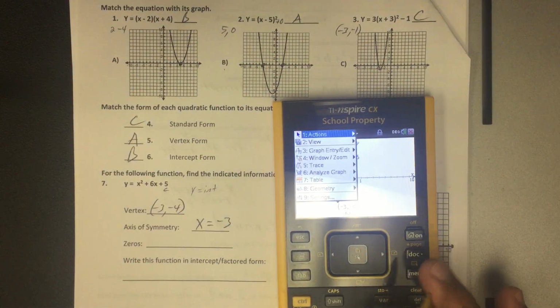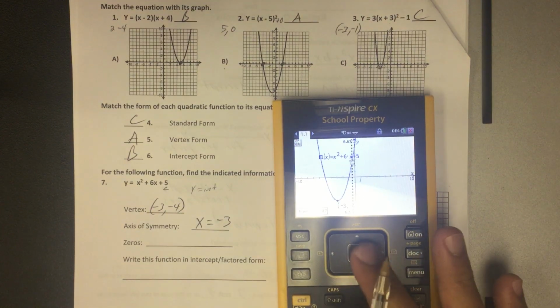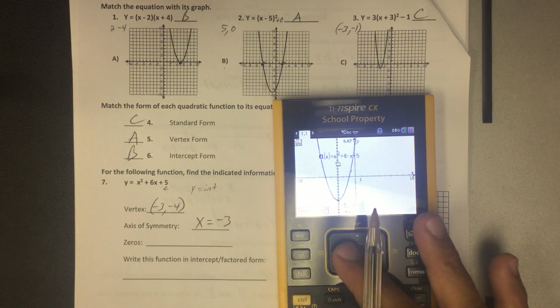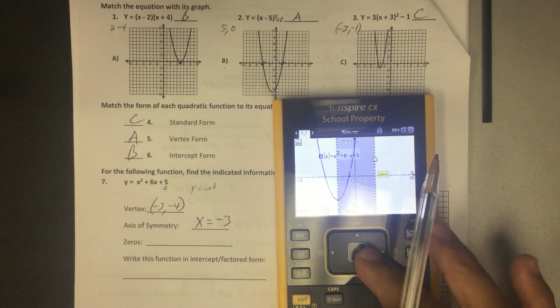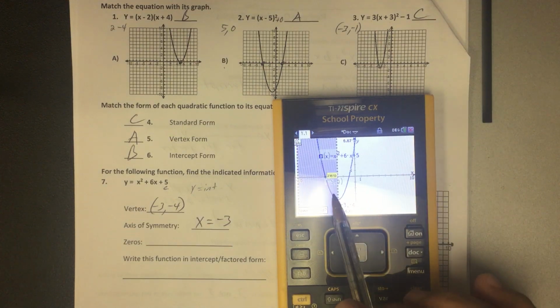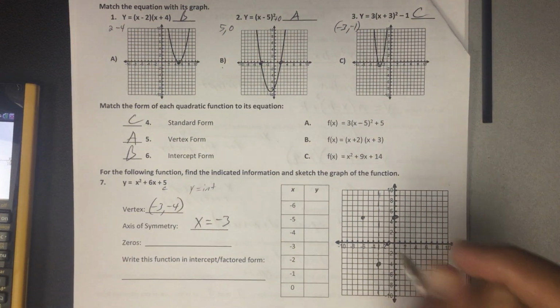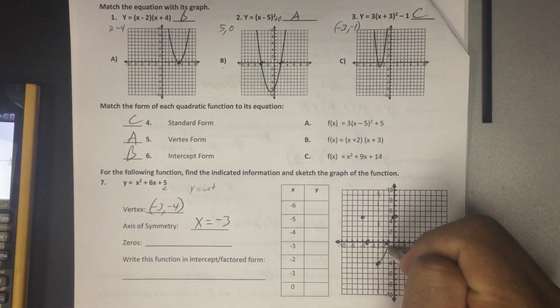Right? The other thing I would do is go menu, 6, and find the zeros. So go in the middle, click on it. You can see it on this graph, but I always show you how to get it off the calculator. -1, 0, and slide this way, -5, 0. So -1, 0, -5, 0. And now I can draw my graph, right?